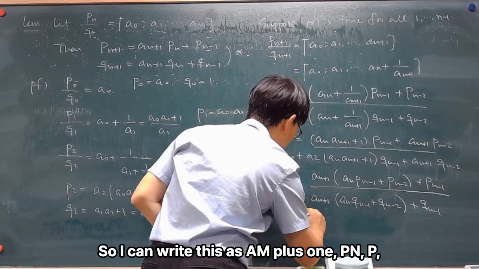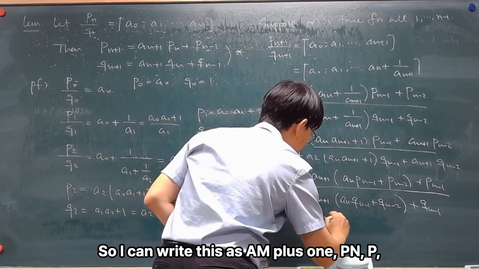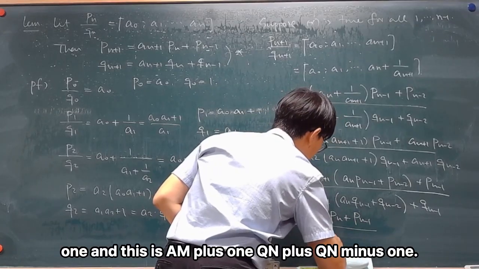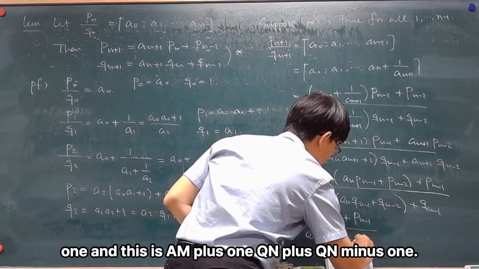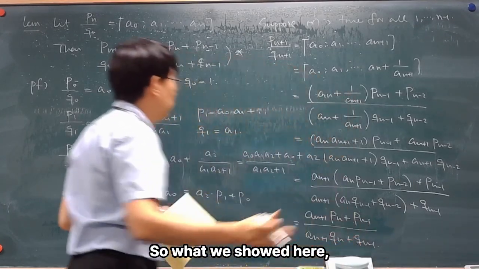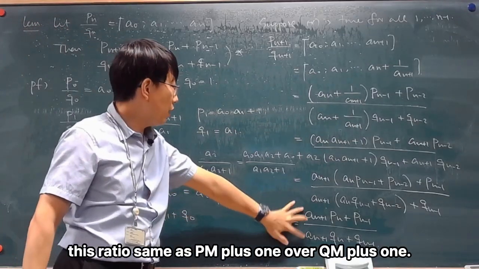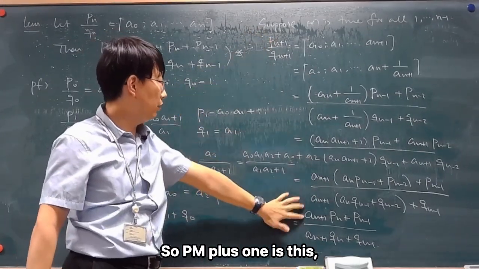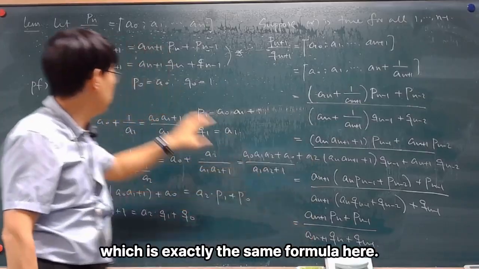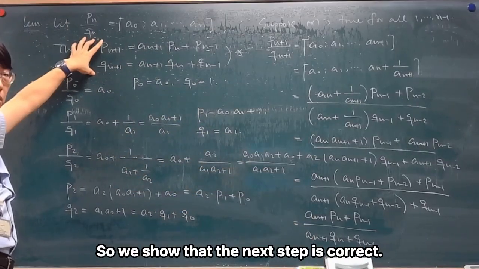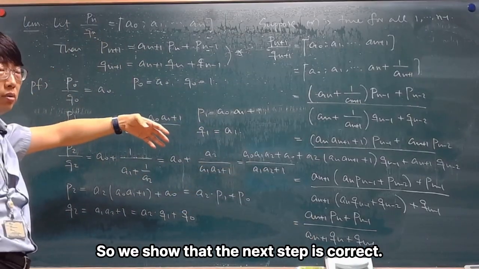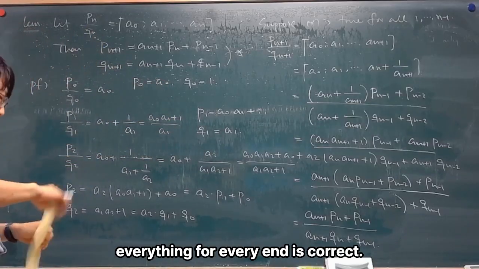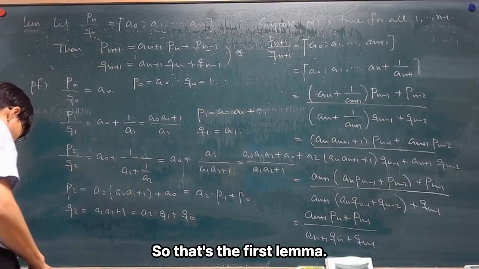So I can write this as an plus 1, Pn, Pn minus 1, and this is an plus 1, Qn plus Qn minus 1. So what we showed here, this ratio is the same as Pn plus 1 over Qn plus 1. So Pn plus 1 is this, Qn plus 1 is this, which is exactly the same formula here. So we show that the next step is correct. So by induction, it is correct for every n. So that's the first lemma.